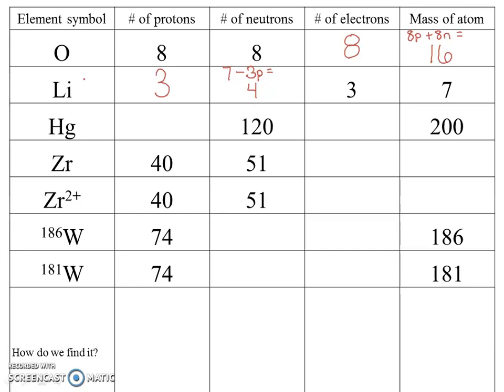Here we don't know the number of protons or electrons, but we do know the number of neutrons and the mass. So if we know there are 200 masses and 120 of those are neutrons, then whatever is left must be protons. So there are 80 protons. Since there is no charge given with the symbol for mercury, we know that it is a neutral atom and must contain 80 electrons as well.